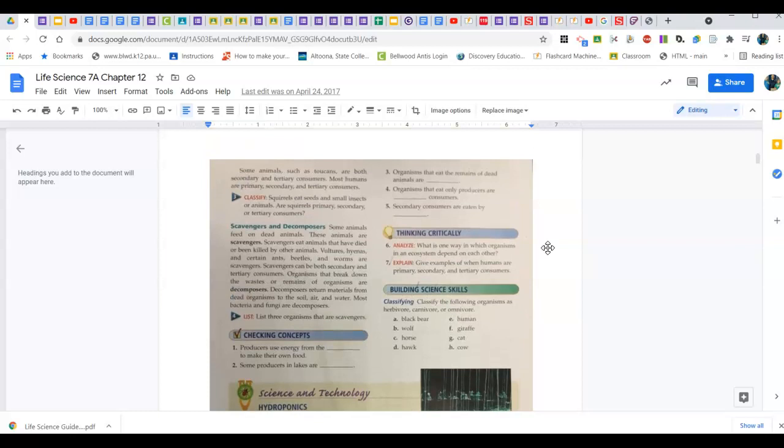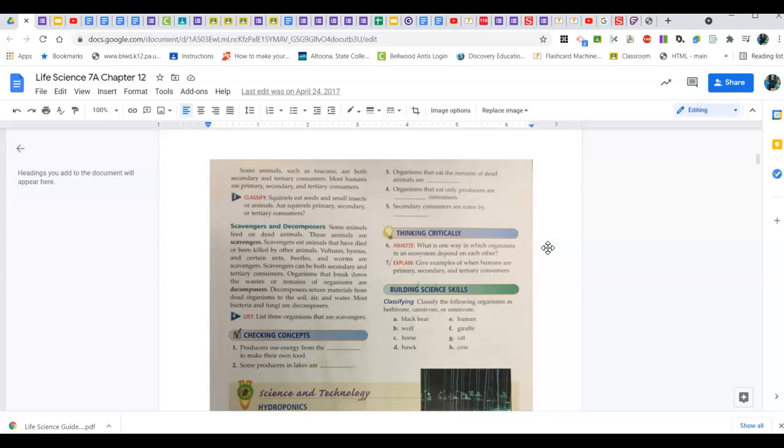Organisms that eat the remains of dead organisms are scavengers. Organisms that eat only producers are primary consumers because they're eating the first level, or you can call them herbivores. I'd be all right with that. Secondary consumers are eaten by, well, second comes third, or tertiary consumers, for number 5.